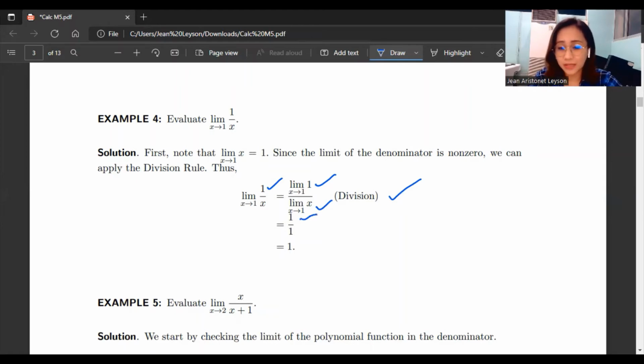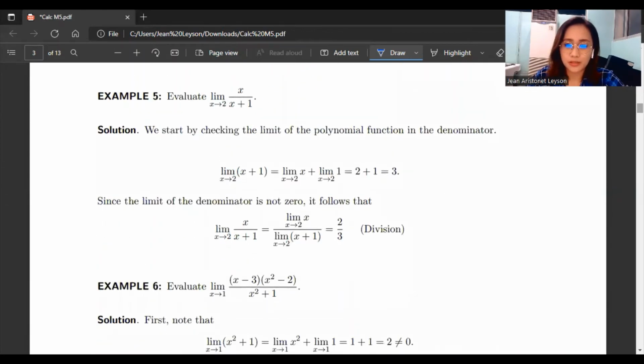Now for the denominator, we have there the variable x. So for that, we can apply the theorem wherein we just substitute the value of x. So since our x approaches 1, therefore x is equal to 1. That is why we have 1 over 1. Finally, for our final answer, we have 1, which is the limit of our function.